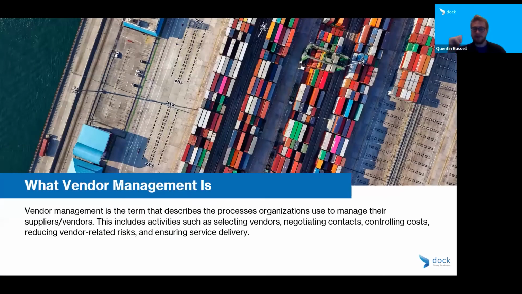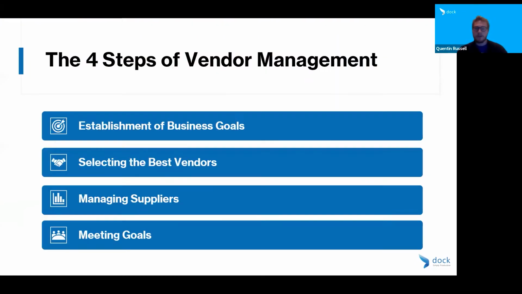So what is vendor management? Well, vendor management is the term that describes the processes organizations use to manage their suppliers and vendors. This includes activities such as selecting vendors, negotiating contracts, controlling costs, reducing vendor-related risks, and ensuring service delivery. Basically, it's making sure that when you pay someone money to do something, they're delivering on it, you're delivering on your end, and no one's breaking up the process and causing issues that could cause your bottom line to become negatively impacted. With that said, there are 4 major steps to vendor management.